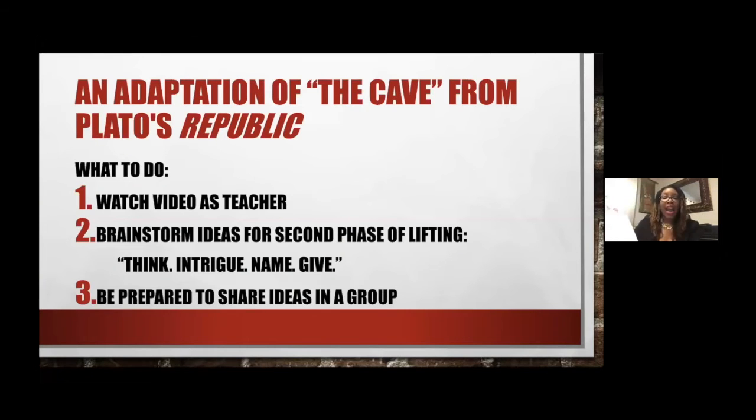Okay, now this is what we're going to do. We're going to watch The Cave. It's an adaptation of Plato's Republic. I can't remember if it's chapter 16. I should know this, 15. I teach it sometimes. But essentially, we're going to watch this film. It's about 2 minutes and 33 seconds, I want to say.